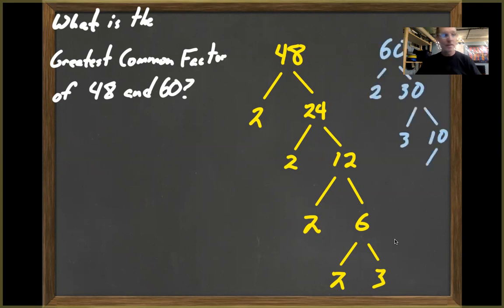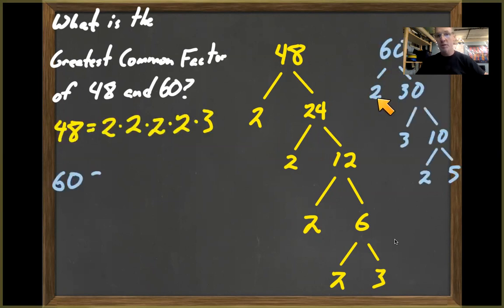Now let's look at 60. You could have done this a different way too, right? I said 2 times 30 is 60. I could have said 2 times 15 is 30 here, and I would have gotten the same set of prime factors. But I said 3 times 10, and then 2 times 5. Either way, I'm going to end up with 2 times 3 times 2 times 5, or I could write that as 2 times 2 times 3 times 5. So these are the prime factors of these two numbers.